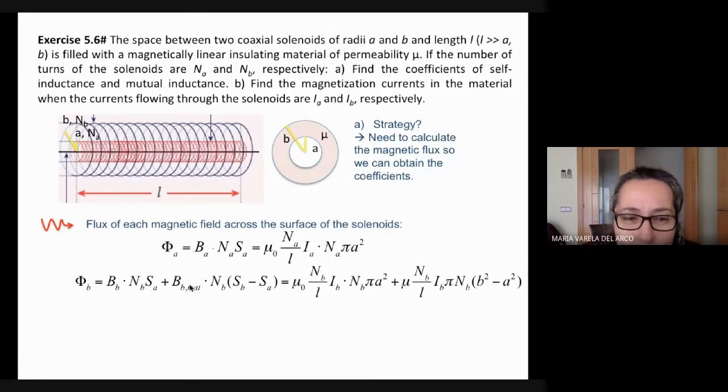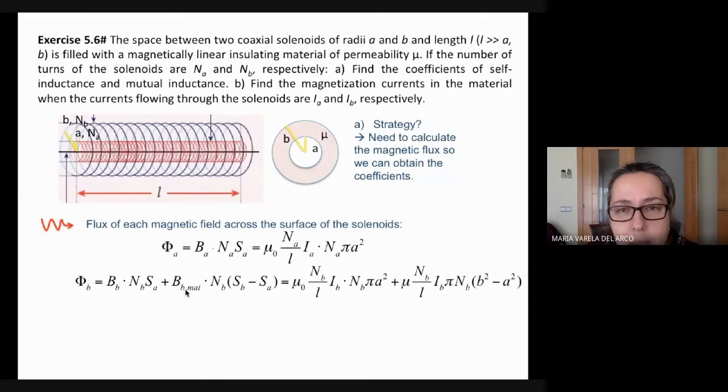But now we need to take into account the fact that this is a material, and we'll see in a moment how we do this, times NB, again, the number of turns, and then the surface of this section in pink, which will be the outer circle minus the inner circle, those two. So then the inner part is easy, mu naught NB over L IB. This is the field caused by the intensity called IB in here, times NB, and then the surface of this circle. We're calculating only for solenoid B here.